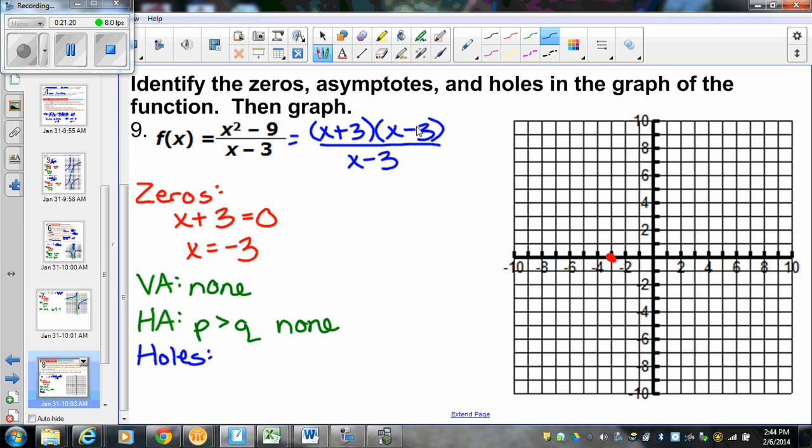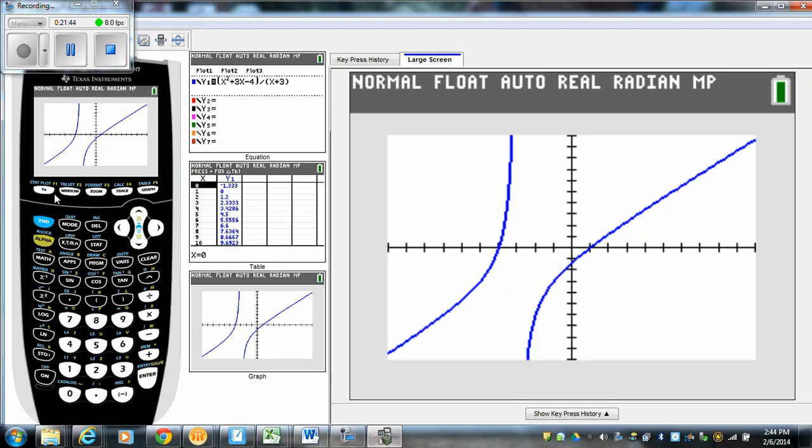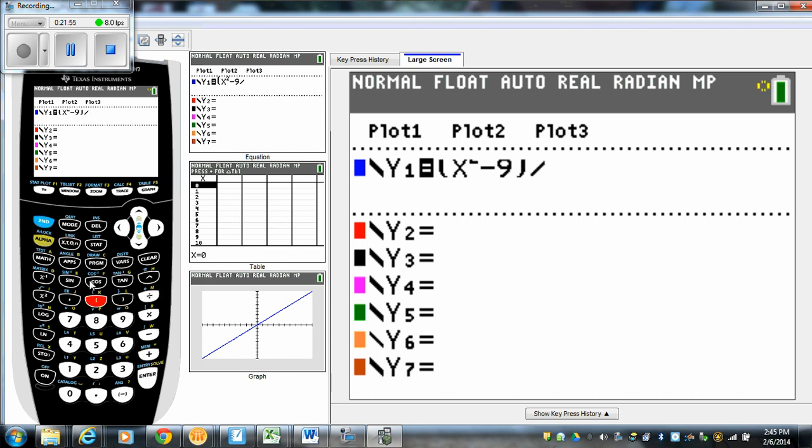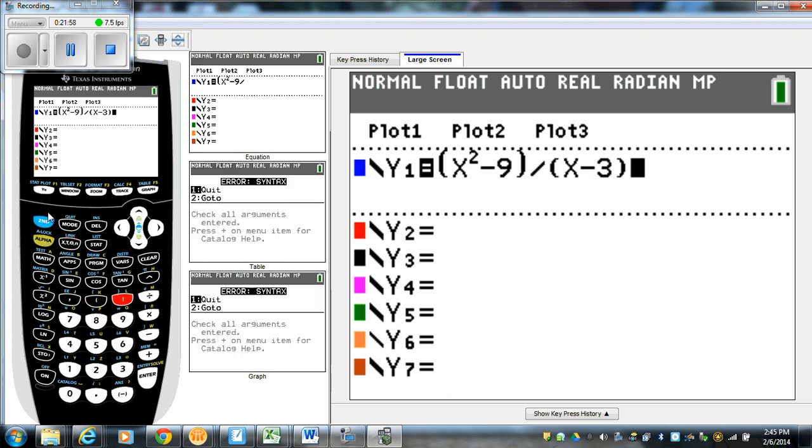So holes are at the common factor, which would be x minus 3. So I'm going to have a hole where x is equal to 3. Now that does not mean that at (3, 0) I just draw an open circle and I have a hole. I have to approximate where that y value probably is based on the way the rest of my graph looks. So this is where you're definitely going to want to go to your graphing calculator, go to y equals, and type your original function in: x squared minus 9, oops, I forgot my parentheses there, divided by x minus 3. And then press second table.